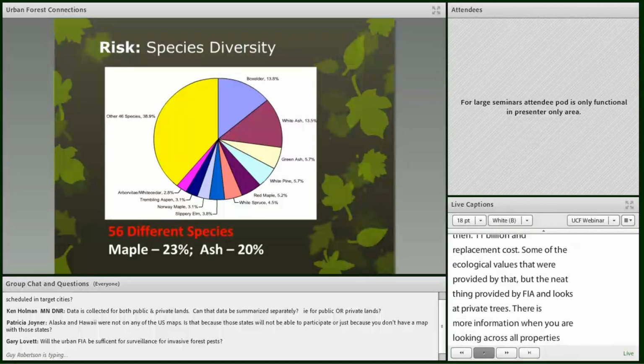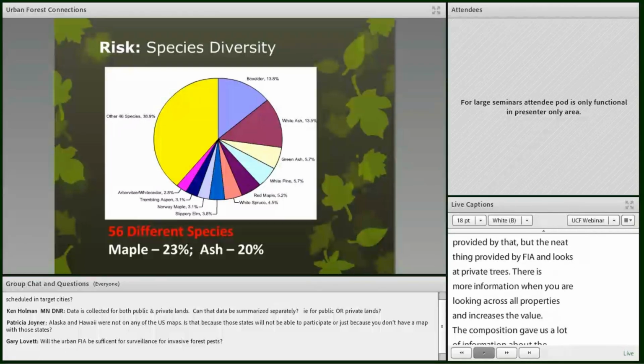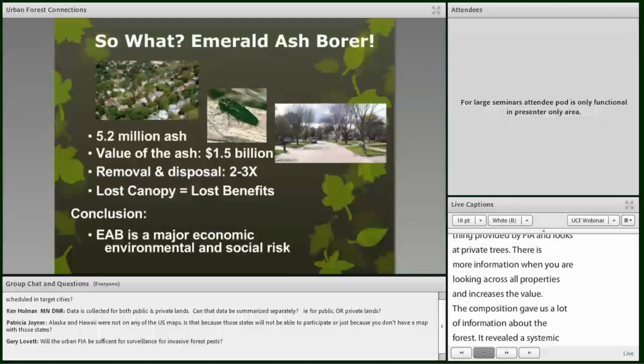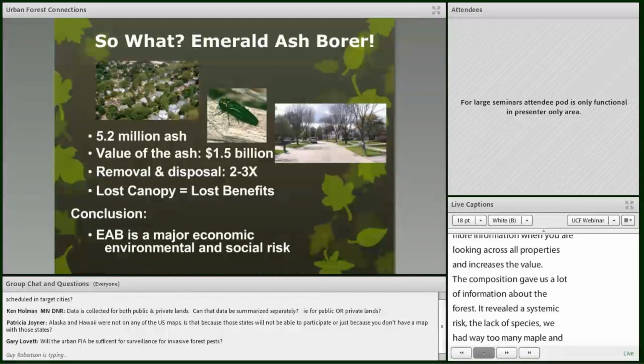The composition data that we took gave us a lot of information about the forest, and it revealed a systemic risk, the lack of species evenness. We had way too many of maple and ash. So what's the big deal about that? Well, of course, emerald ash borer. EAB is in Wisconsin. One-fifth of our urban forest is ash. We are bound to lose those with a significant cost and lost benefit value.